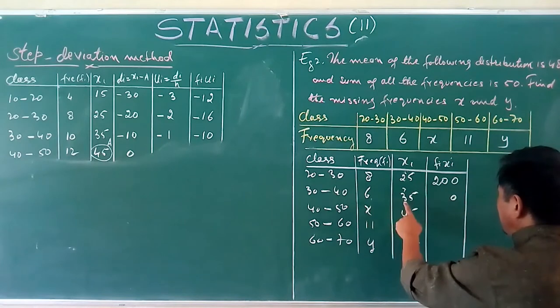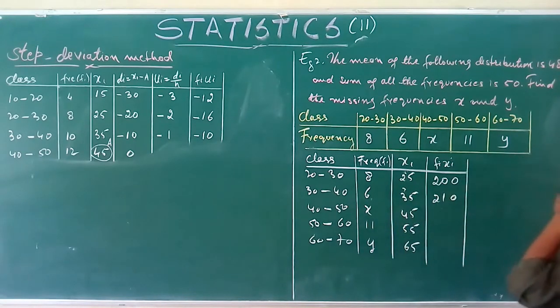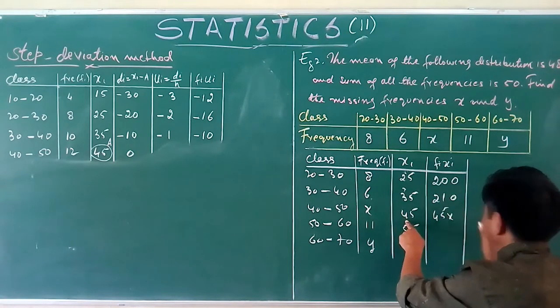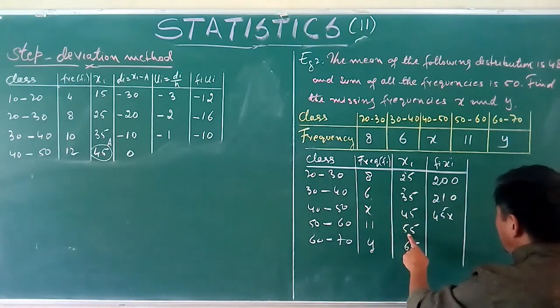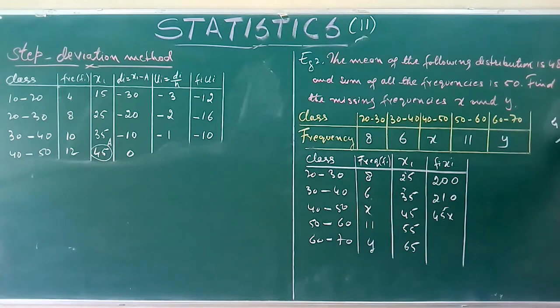6, 3, 18, 19, 20, 21. 210. And then if you multiply here, 45x. If you multiply here, 6, isn't it? 40, because it's 55, 11, 5, 5 into 5, 5, 5, 0, 6.